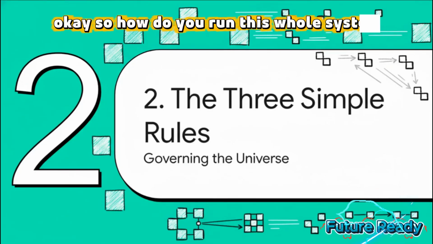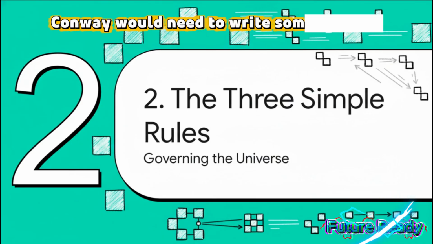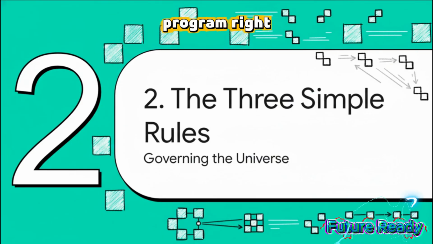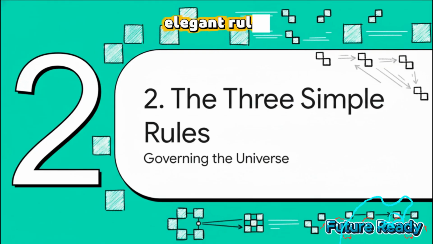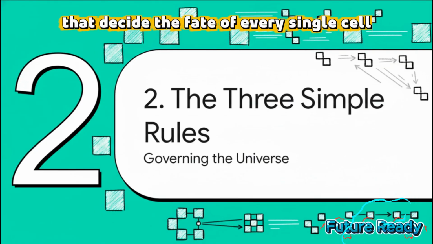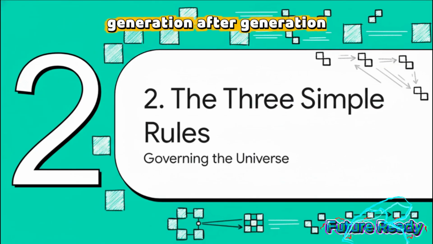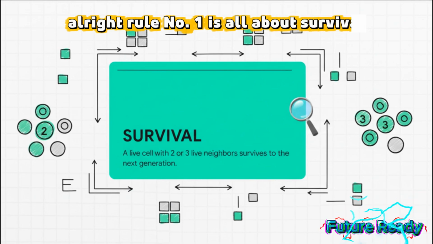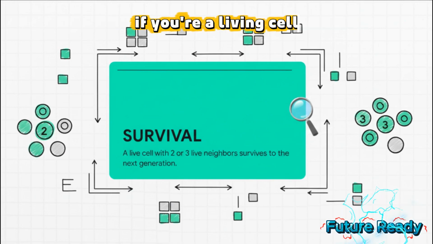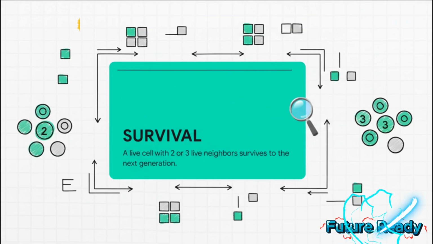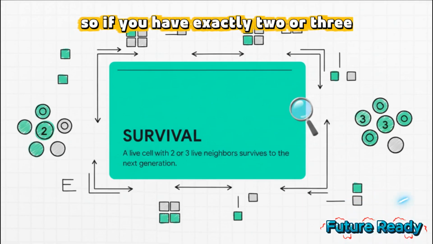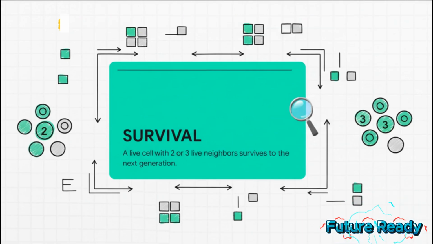Okay, so how do you run this whole system? You'd think Conway would need to write some complex program, right? Nope. Instead, he came up with just 3 super elegant rules that decide the fate of every single cell, generation after generation. All right, rule number 1 is all about survival. If you're a living cell, you need a little company to make it. Not too much, not too little. So, if you have exactly 2 or 3 living neighbors touching you, congratulations, you survived to the next round.